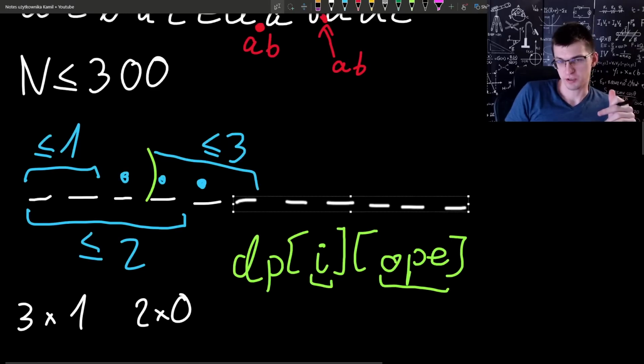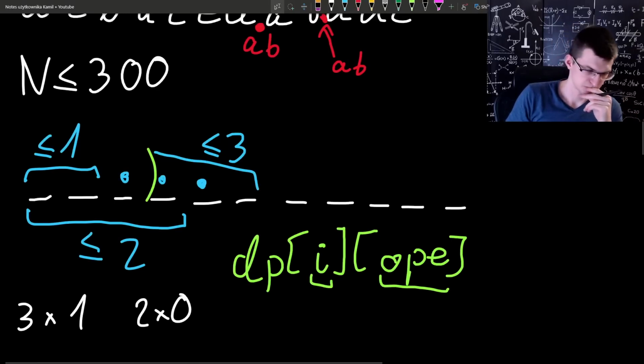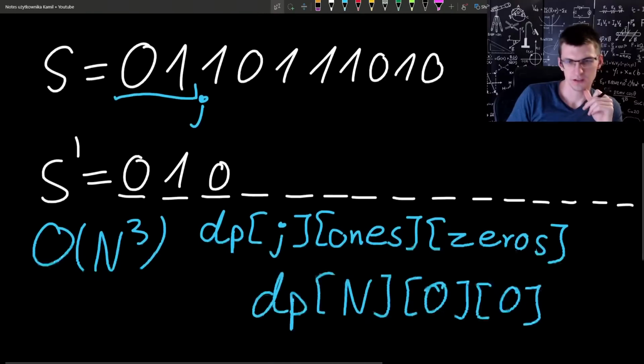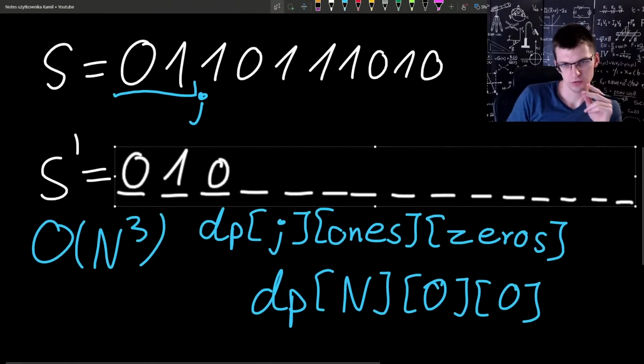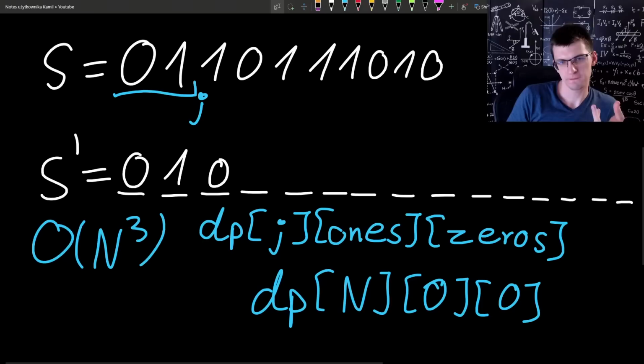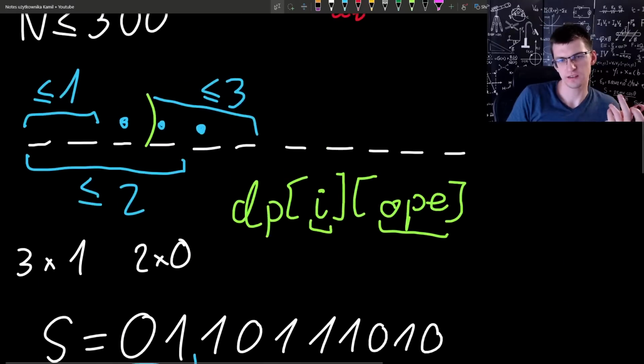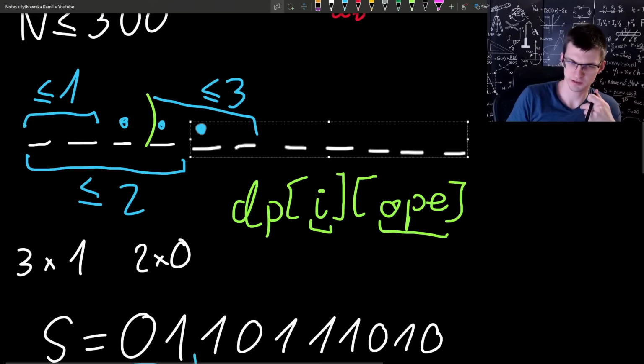Maybe we should go from the right. I don't know, for every string S prime. What about trying to understand the longest suffix for which it's possible to create this string?